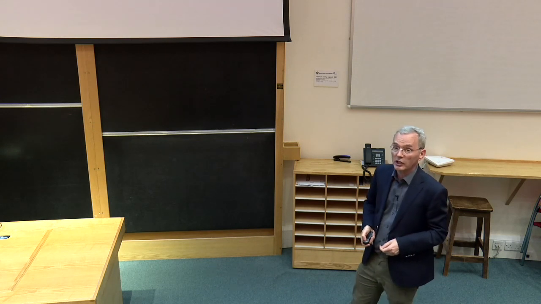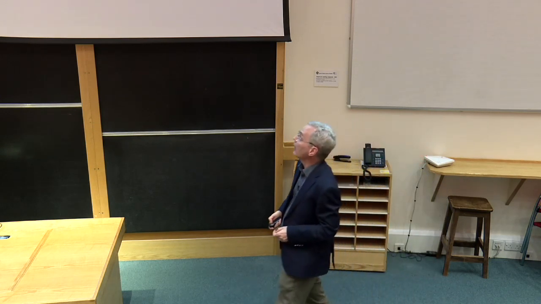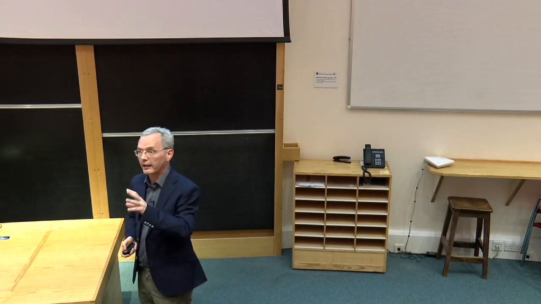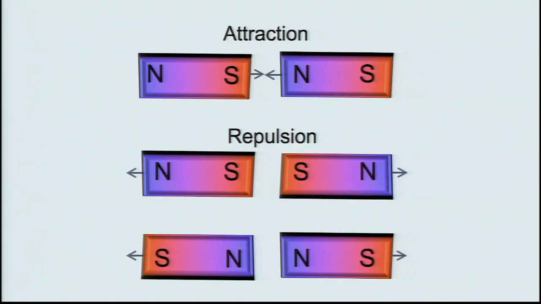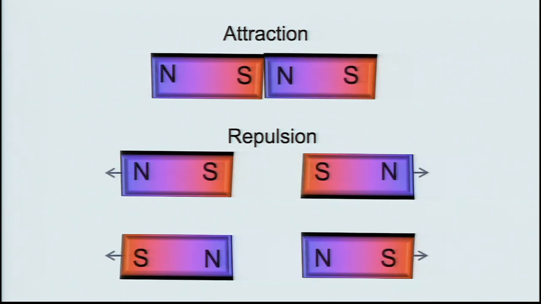Now I just want to finish with one example, which is rather a deep example, but I think exemplifies a lot of these ideas about new universes. Let me take you back to a very familiar piece of physics. If you have bar magnets that you may have played around with as a child, you probably know that north and south attract, and south repels south, and north repels north. So that's a basic property of magnets.